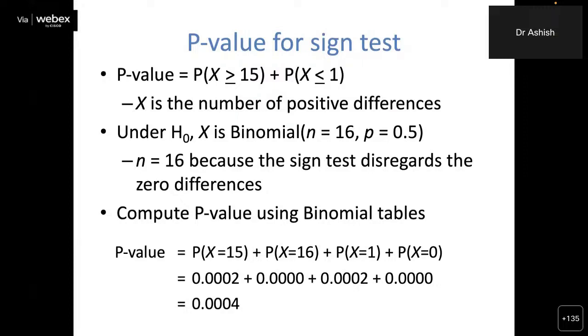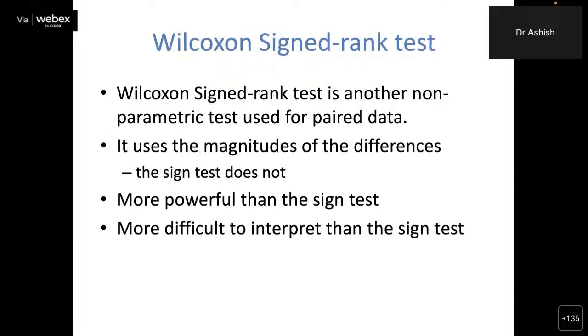Now, coming to the second test, which we call the Wilcoxon rank test. The Wilcoxon rank test is another type of non-parametric test, which is analogous to your independent t-test.